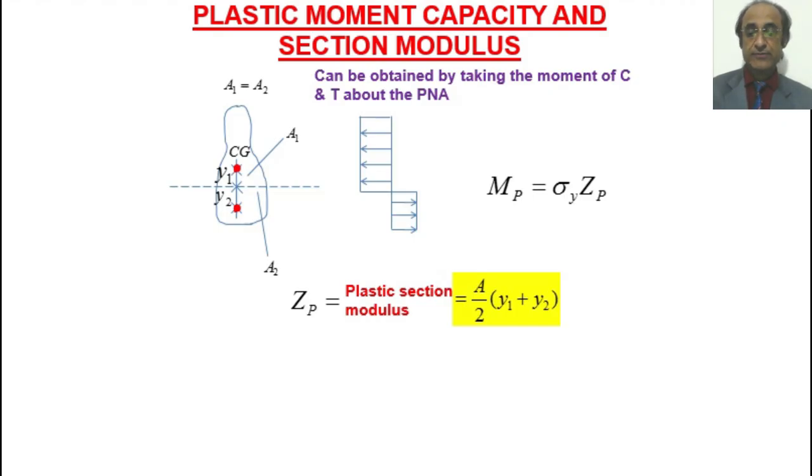So all we have to do is find out the center of gravity of the two areas and multiply half of the area with this distance. So we also defined the shape factor, which is equal to the ratio of the plastic to the yield moment capacity, or the ratio of the plastic to the elastic section modulus.